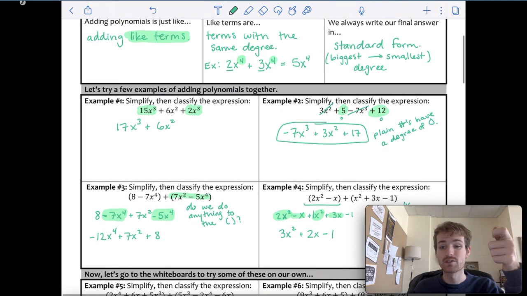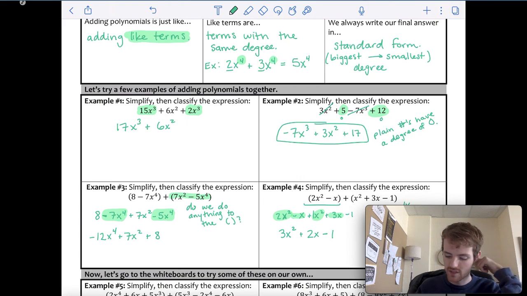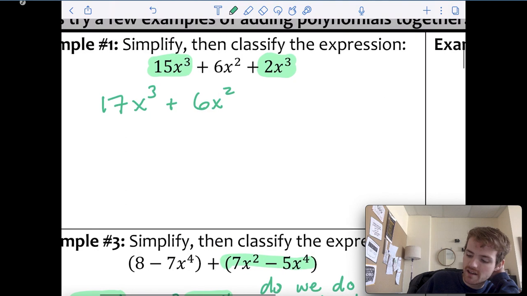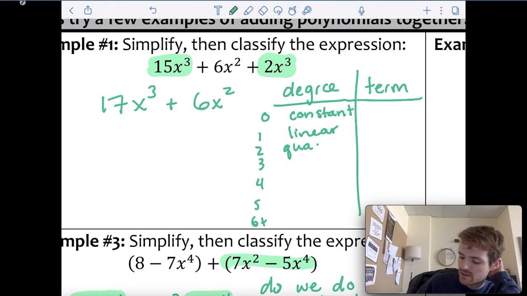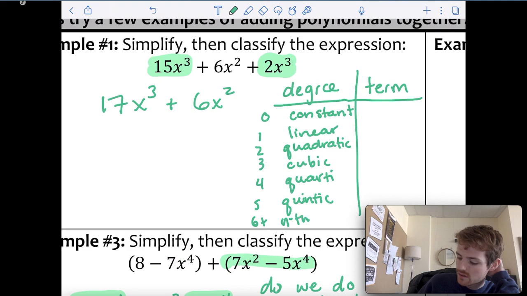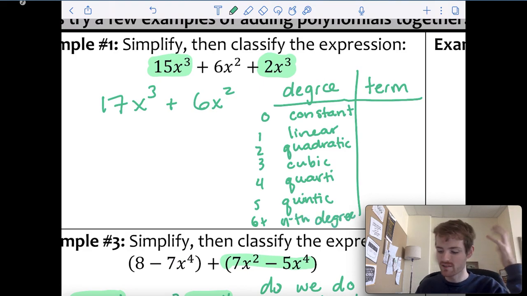Okay, last class we learned how to classify polynomials. So we learned that we can classify by degree and by term. Maybe I'll just make this list. A 0 degree we call constant. 1, 2, 3, 4, 5, 6 plus. 1 degree is linear, 2nd degree is quadratic, 3rd degree is cubic, 4th degree is quartic, 5th degree is quintic, 6th degree is nth degree. You will eventually need to have this memorized.